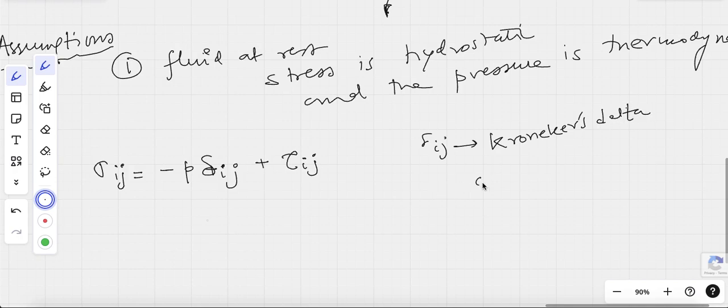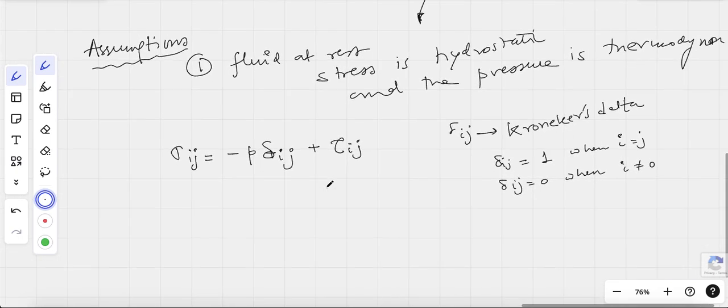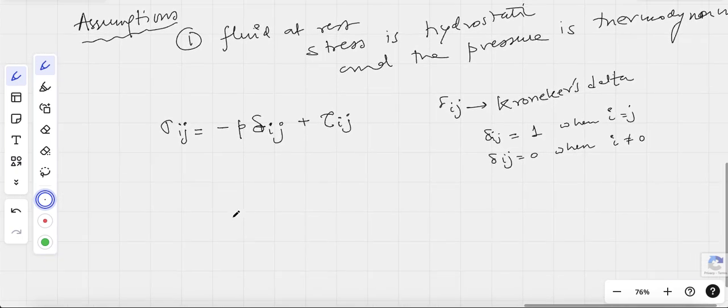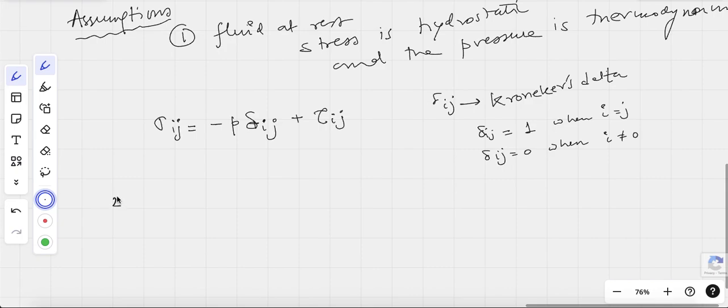Which means that delta ij is equal to 1 when i is equal to j, and delta ij is equal to 0 when i is not equal to j. This is the Kronecker's delta. This we can write from the first assumption. Now assumption number 2.